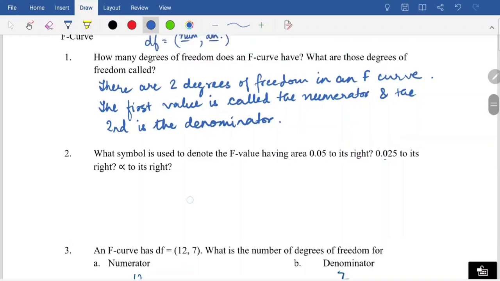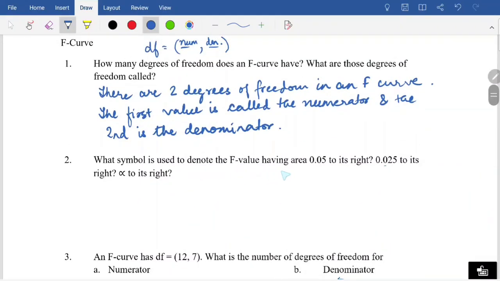Number 2, what symbol is used to denote the F value having area 0.05 to its right, 0.025 to its right, and alpha to its right? So essentially they're asking the notation to represent the F value whose area to the right is 0.05. So we write it as F, and then as a subscript we will write 0.05, F sub 0.05.